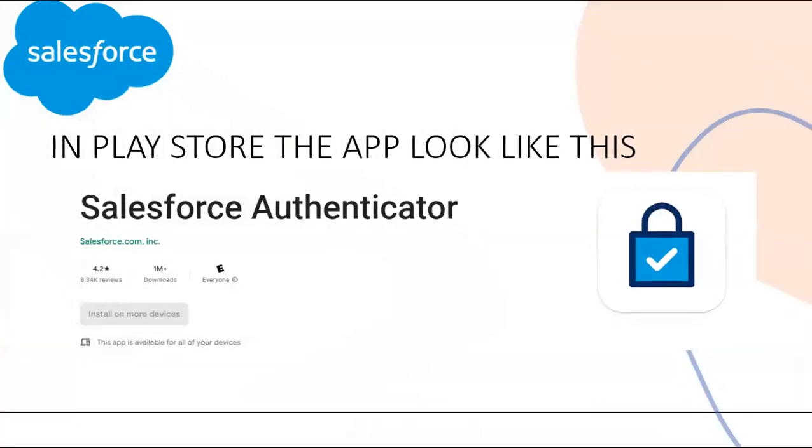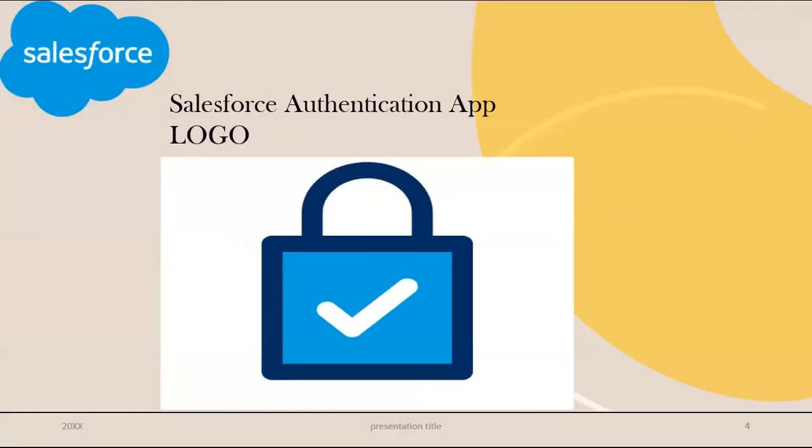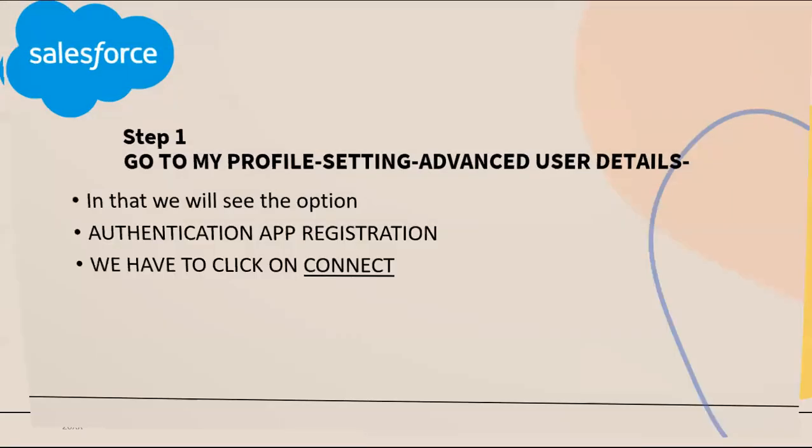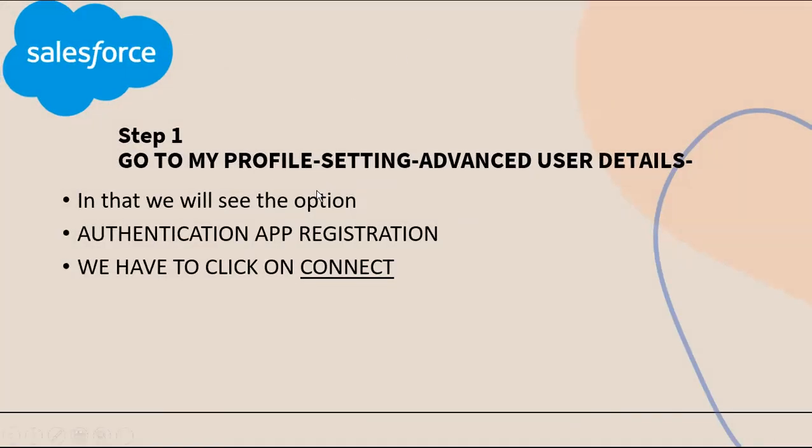First, the Salesforce app in the Play Store looks like this, Salesforce Authenticator, with the app logo. This is the app logo of the Salesforce Authenticator app. The process before installing it is, in your org, go to My Profile Settings, then Settings, Advanced User Details. In that, we will see the option Authenticator App Registration. We have to click on Connect App.